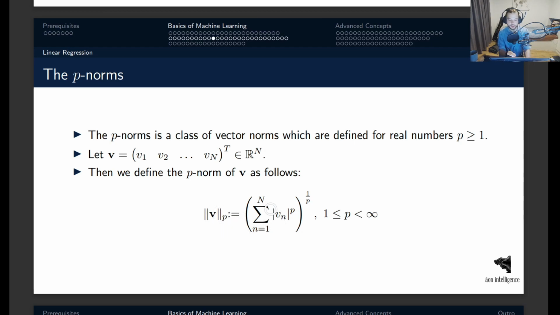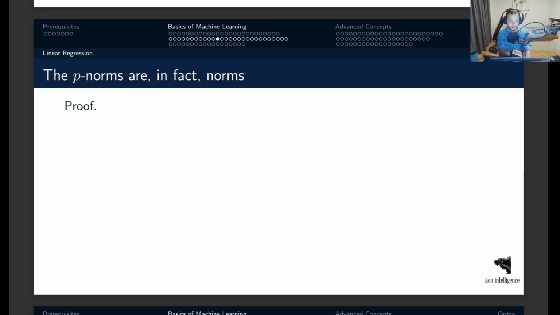The p-norm of v is equal to the sum of the absolute values of the components of v to the power of p, the sum of all these capital N terms. And then finally taking the p-th root of that sum. And again, the p-norms are defined for this range, so p larger or equal than 1. So I will now show that the p-norms are indeed norms.